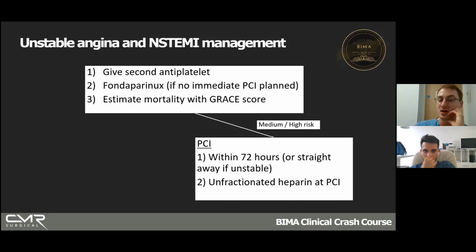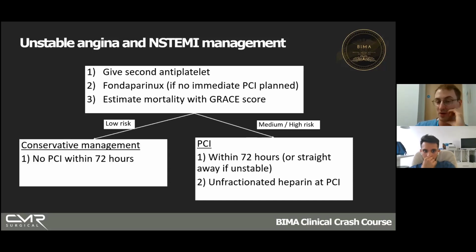If they are a low risk, so they're probably not going to die, then the risk of PCI outweighs the risk of them dying, basically, from an NSTEMI or unstable angina. So you leave them alone. You see them as an outpatient, and you can decide if you want to do PCI later or not. So that is an NSTEMI and unstable angina.